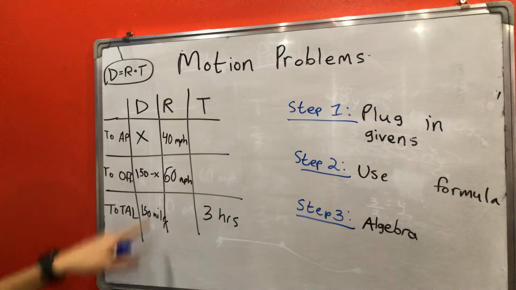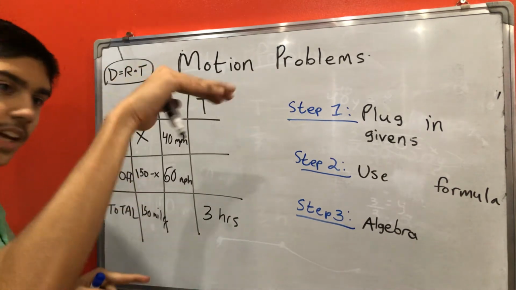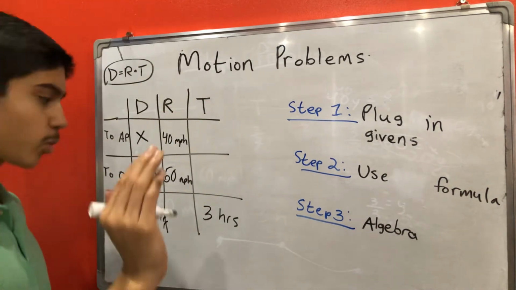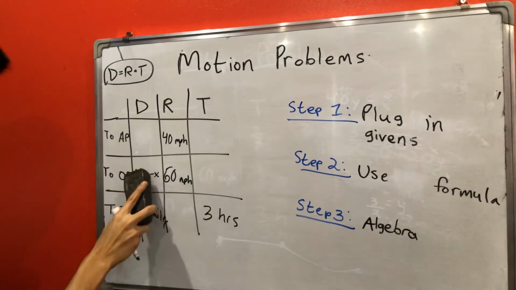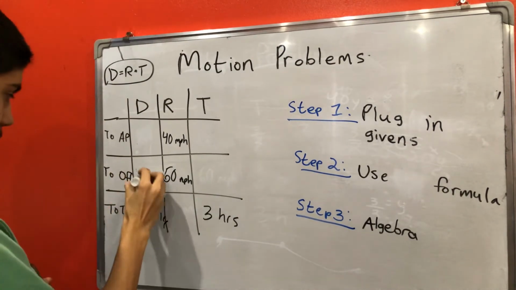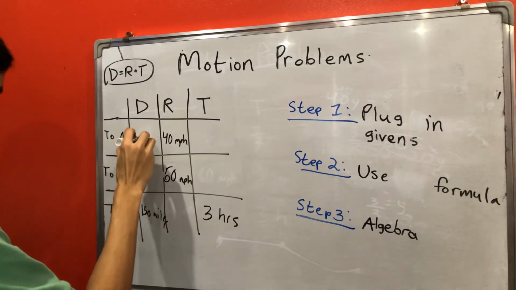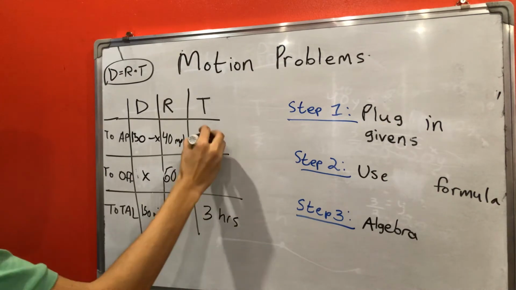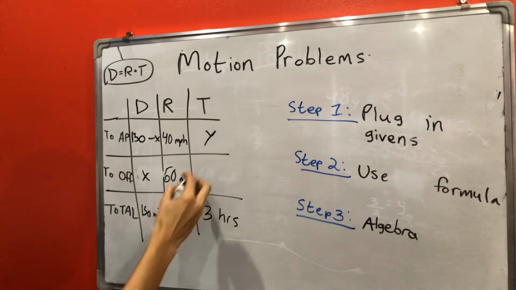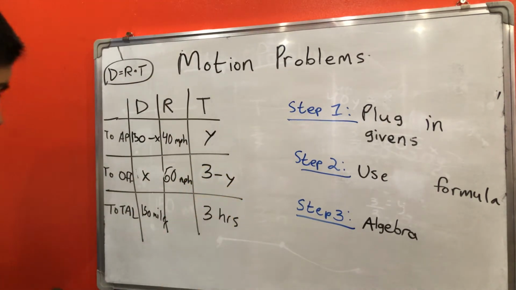That's why we can say, if we call going to the airport x, then we can call going to the office 150 minus x. And similarly, it doesn't matter if we call this one x or this one x. If we call this one x, this one can be 150 minus x. Either way, when we add them up, they give us 150. Same thing here. We don't know the time, so we'll just call it y. And this one will just be 3 minus y.